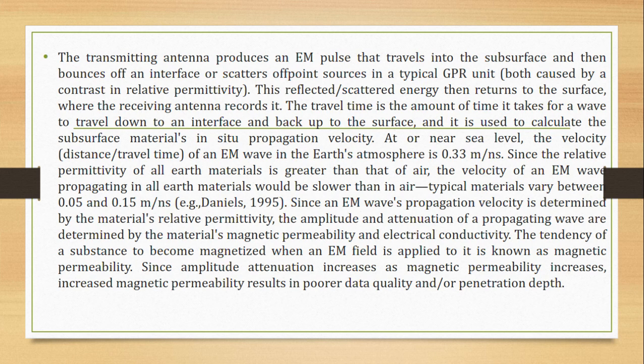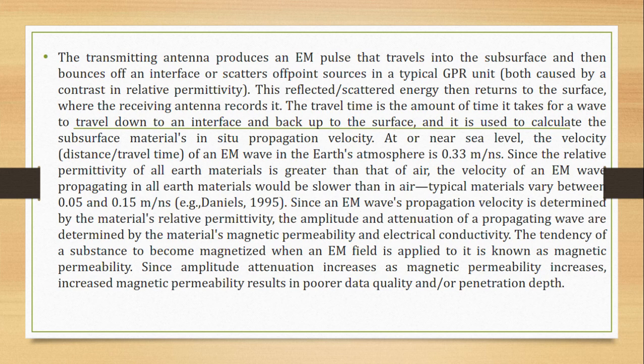Since an EM wave's propagation velocity is determined by the material's relative permittivity, the amplitude and attenuation of a propagating wave are determined by the material's magnetic permeability and electrical conductivity. The tendency of a substance to become magnetized when an EM field is applied to it is known as magnetic permeability.